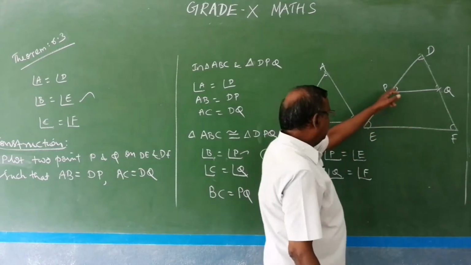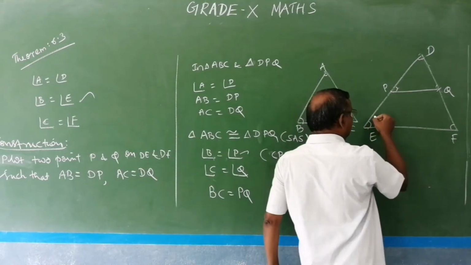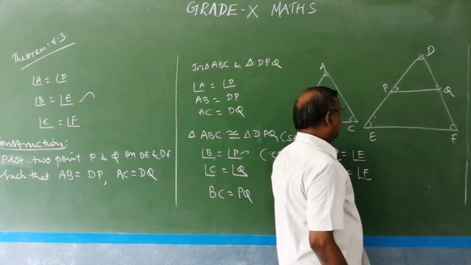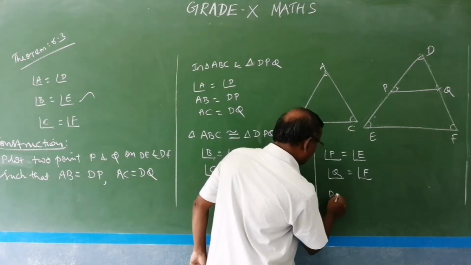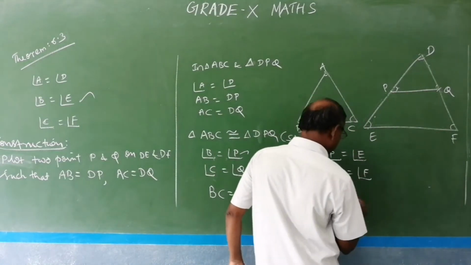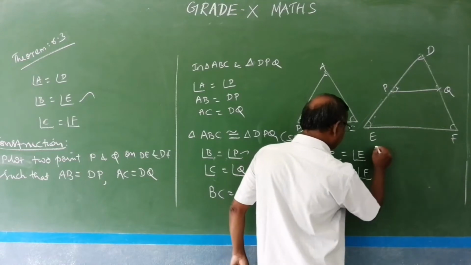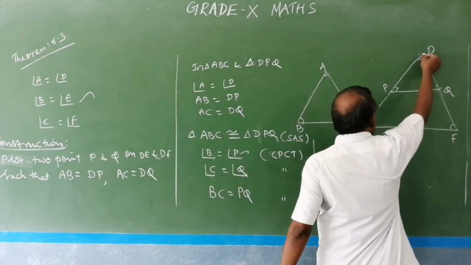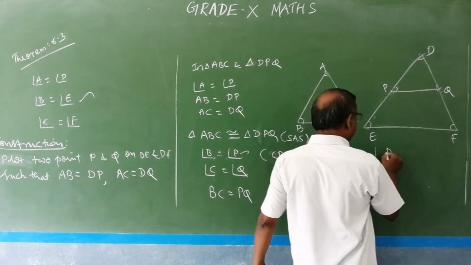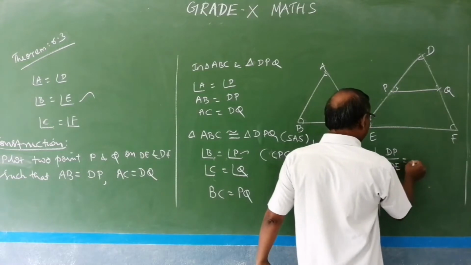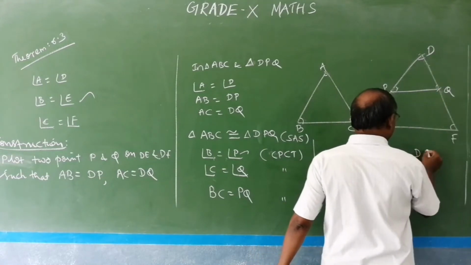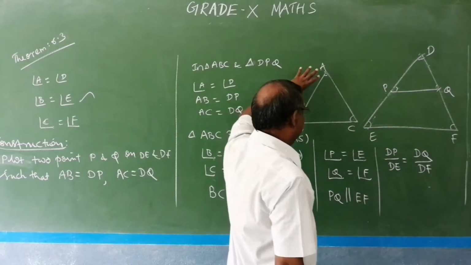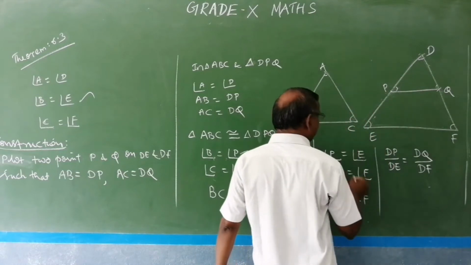So this shows these two are corresponding angles, and PQ must be parallel to EF while DE is a transversal. Therefore PQ is parallel to EF. Now since PQ is parallel to EF, we have DP by DE equal to DQ by DF. That means instead of DP we can put AB. So replace DP by AB, these two are equal.